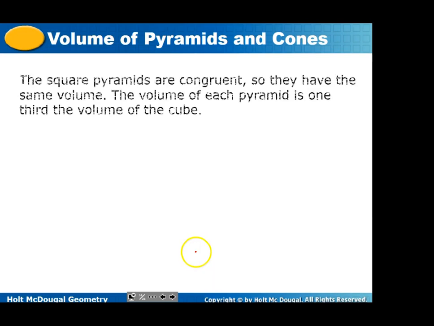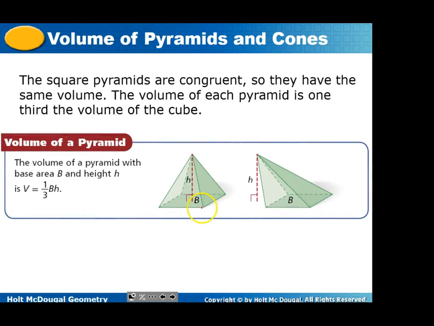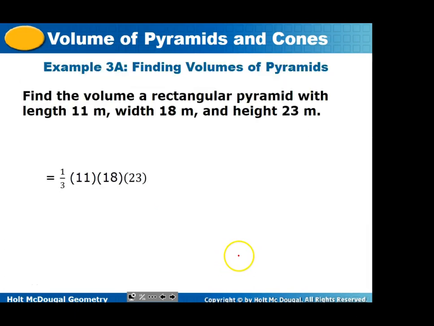So as we talk about pyramids here, the formula is similar to what it was before with a prism, only we are now going to divide that number by 3 again, or multiply by 1/3. The way I remember this is anything that comes to a point, we're going to divide by 3 or multiply by 1/3.